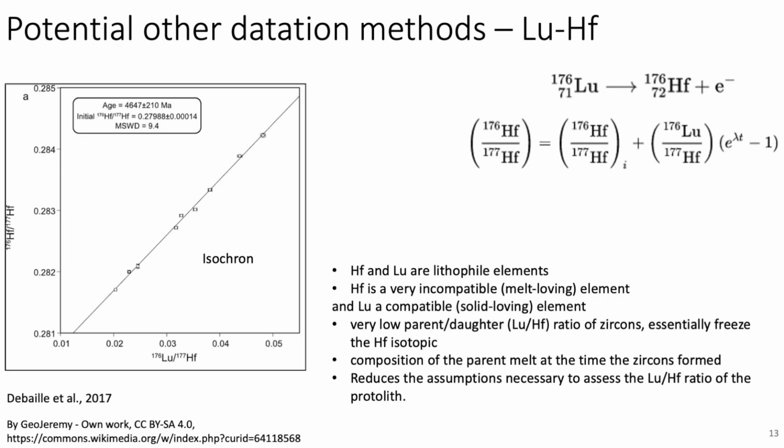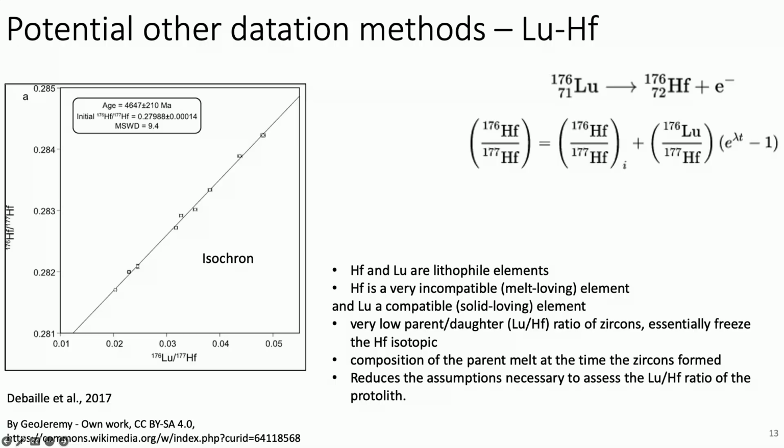Plus, at the beginning in the zircon there is a very low parent-daughter ratio, which essentially also freezes the initial hafnium isotopic ratio when it formed. That also allows us to see if there are some trends, if stuff has been reprocessed as a function of time. We have the starting point, the oldest time where anything happened, and this rock was formed for the first time. So we can get the composition of the parent melt at the time when the zircon formed, and that also reduces the assumptions needed to assess the lutetium-hafnium ratio of the protoliths.